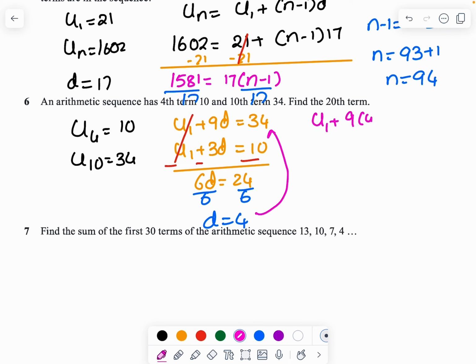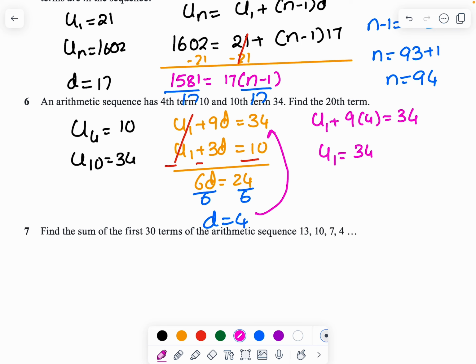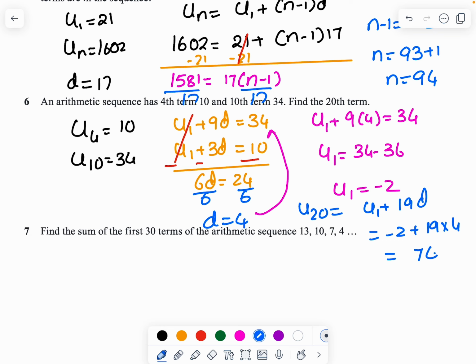Now plug in the d value equal to 4 over there. U1 plus 9 times 4 equals 34, so U1 plus 36 equals 34. This is 36, not 34. So U1 equals 34 minus 36, so U1 equals negative 2. What is being asked? The 20th term. The 20th term means U1 plus 19d. So U1 is negative 2 plus 19 times 4. Simplify that, and the answer is going to be 74.